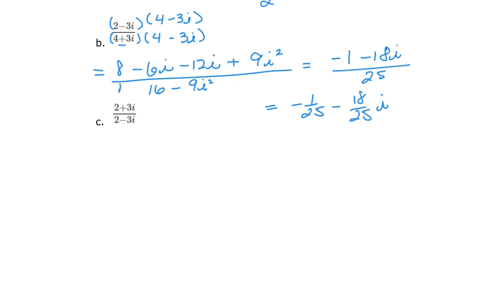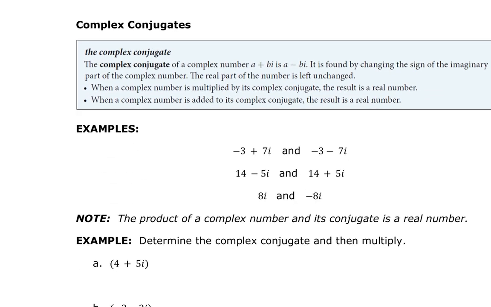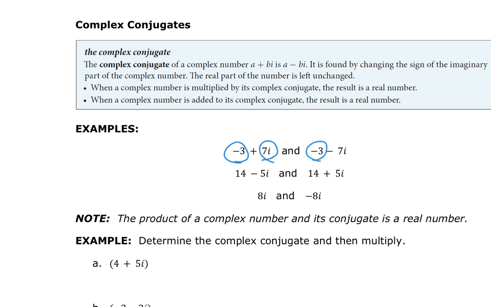Welcome back. Hopefully the answer that you got when you got done is negative 5 over 13 plus 12i over 13. And complex conjugates we just talked about. They are basically the same thing, like negative 3, 7i and negative 3, minus 7i. The difference is one's a plus and one is a minus. When you multiply two complex conjugates, your answer is always a real number and it's always positive.